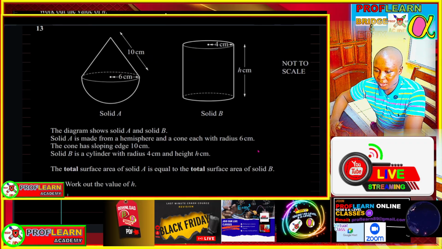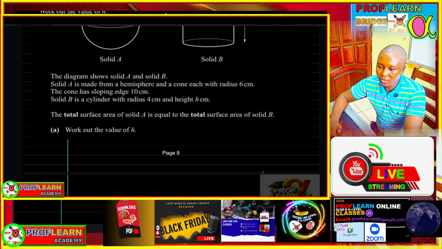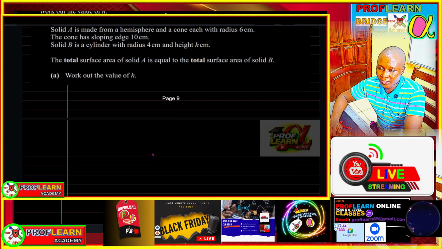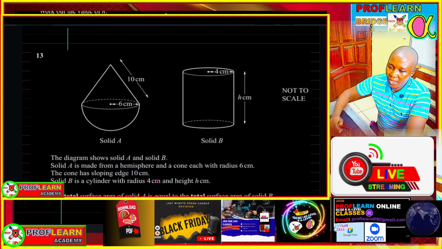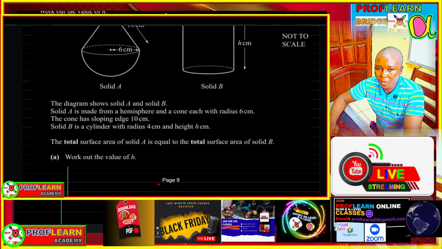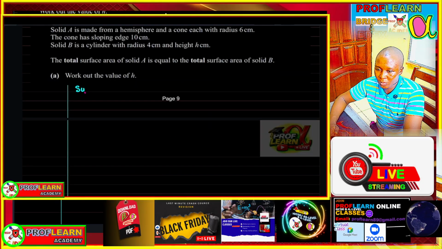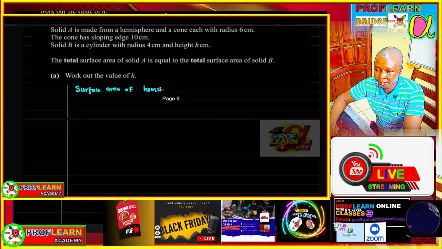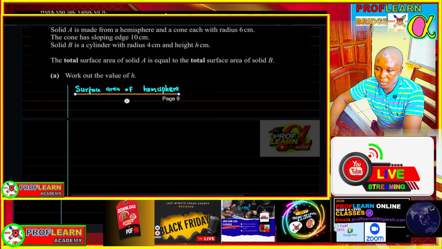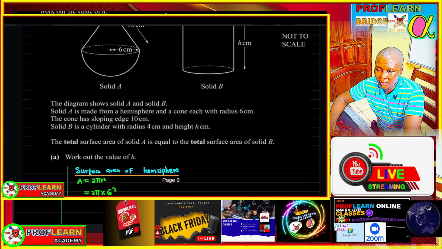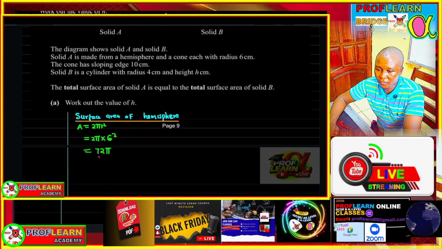Let me just take you step by step on how you're supposed to work that out. The first thing that you're going to do here is to work out the surface area of the hemisphere. Remember, surface area of a sphere is 4 pi r squared, so surface area of a hemisphere is going to be 2 pi r squared. Surface area of hemisphere is given by the formula area equals 2 pi r squared. That is 2 times pi times 6 squared, and that is going to translate to 72 pi.